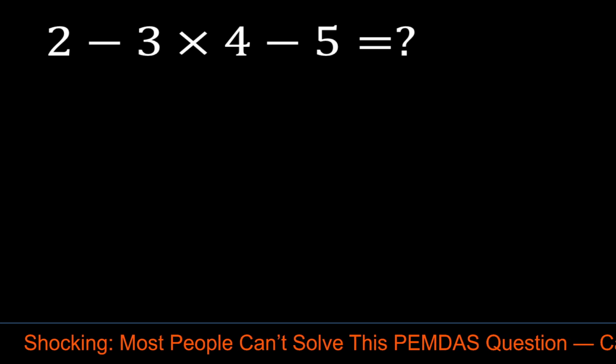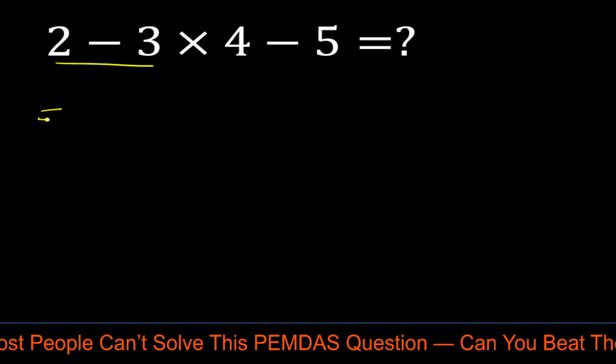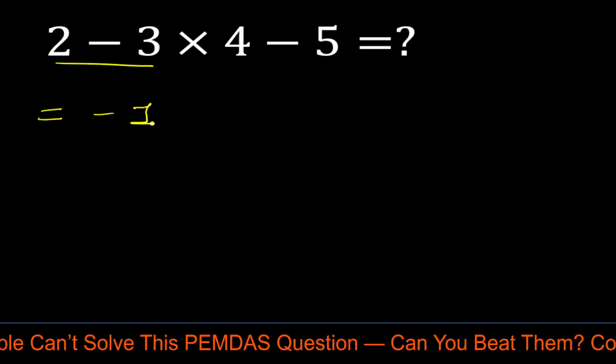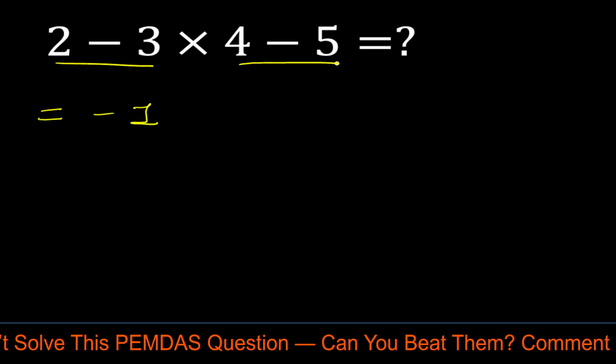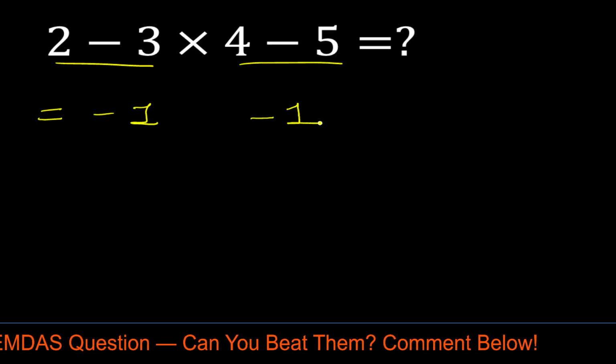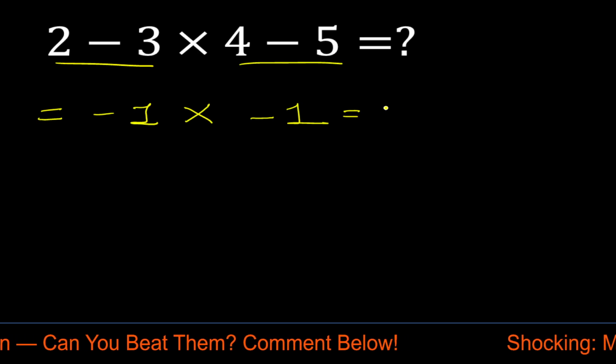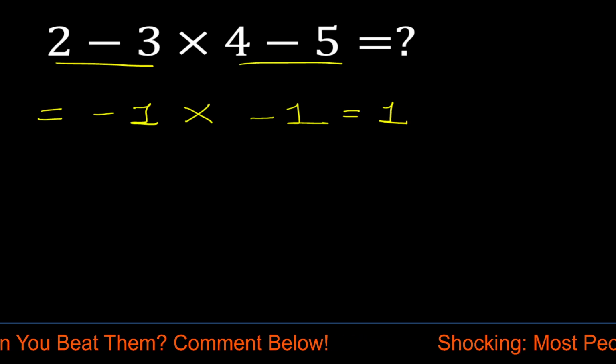So most people solve this question like 2 minus 3. So 2 minus 3 is equal to minus 1, right? Then again 4 minus 5. So 4 minus 5 is also equal to minus 1. Now minus 1 times minus 1. So minus 1 times minus 1 is equal to 1, right?